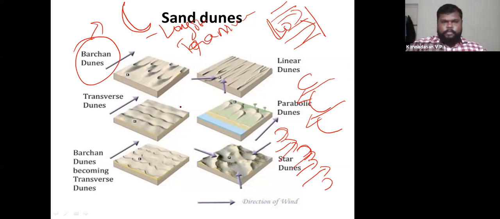And transverse dunes are created perpendicular to the direction of flow of wind, which means if wind is flowing on this side, and a dune is created like this, it is perpendicular to the flow of wind. Since it is perpendicular to the flow of wind, it is called transverse dunes. Am I clear?